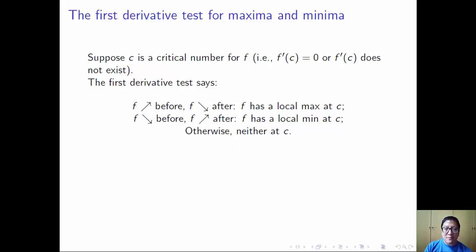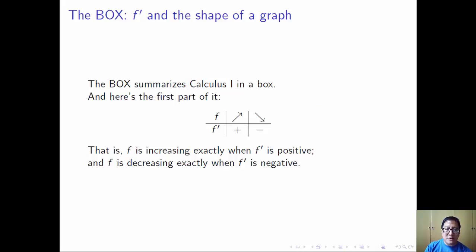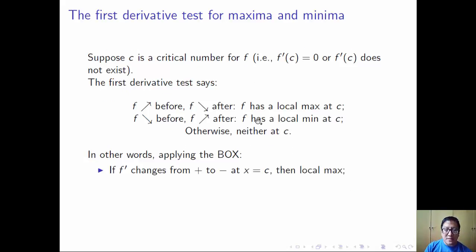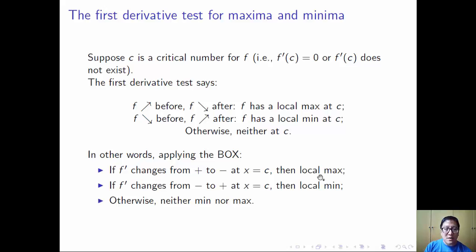Or in other words, applying the box, and let me remind you what the box says. Here's the box, this thing over here. Now applying the box, we can translate this top sentence into saying that if f prime changes from plus to minus at x equals c, then f has a local max at c. If f prime changes from minus to plus, from negative to positive, at x equals c, then f has a local min at c. And if f prime doesn't change sign at all at x equals c, if it goes plus to plus or minus to minus, then f has neither a local min nor a local max at c.